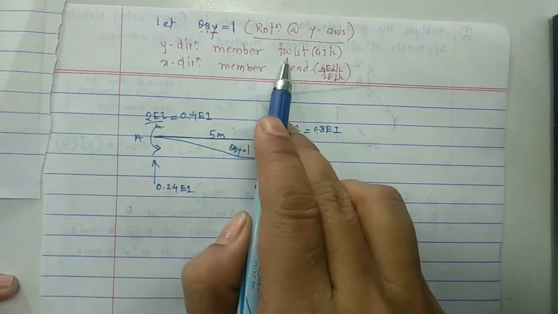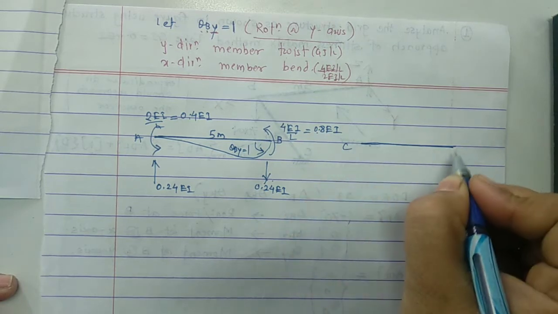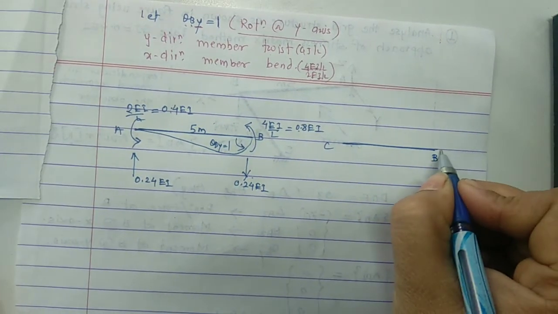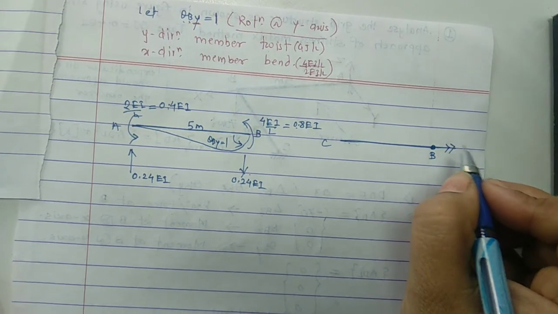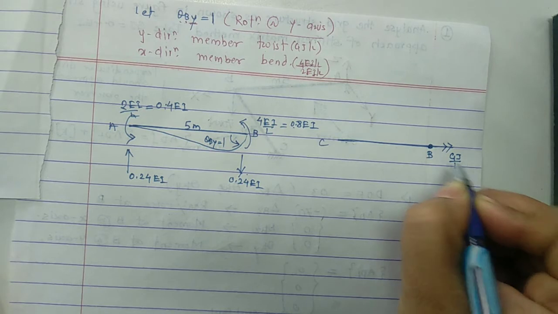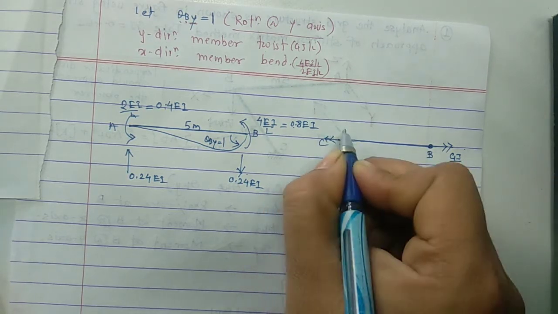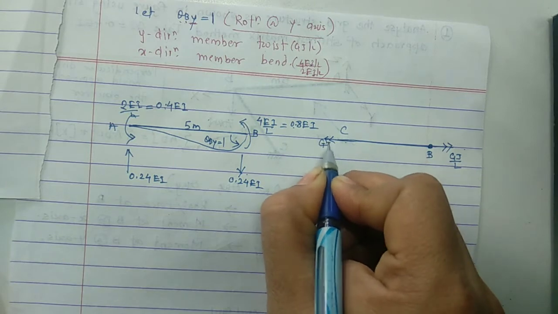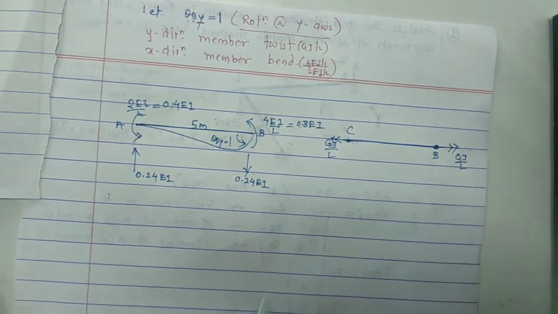Now the y direction member twists. So here, this C to B member. At B point, that is the near end, it should be shown in positive direction, as we are giving the rotation in positive direction. So this GJ upon L term should be in the right direction. At C point it should be in the left direction, that is GJ upon L in the left direction. So this is the CB member.